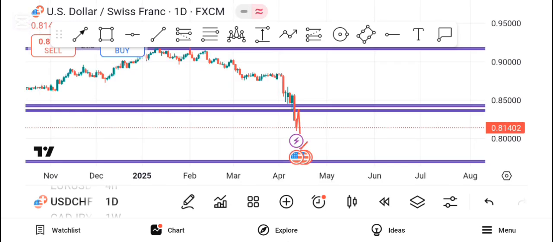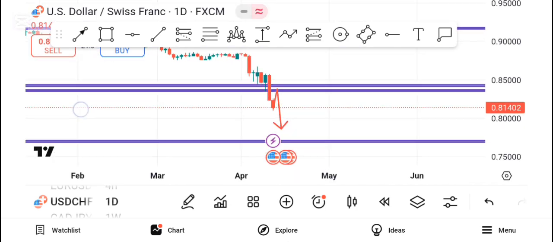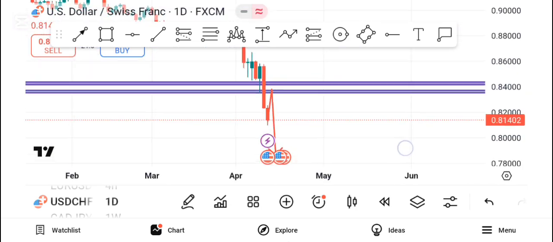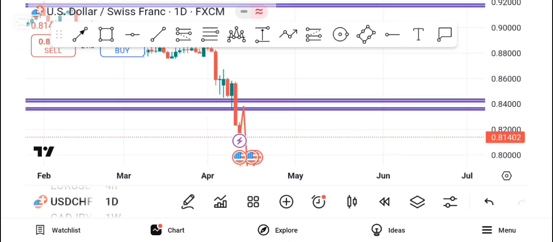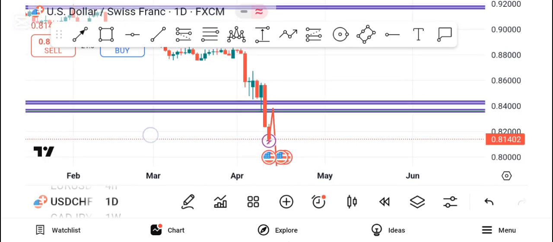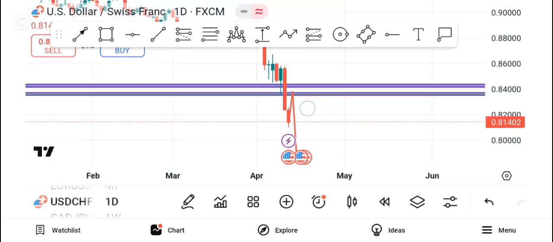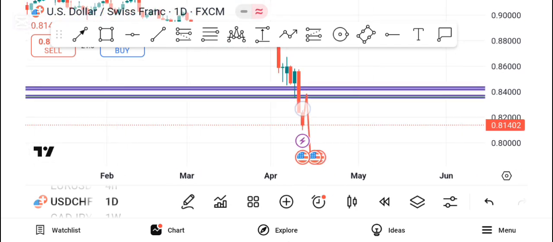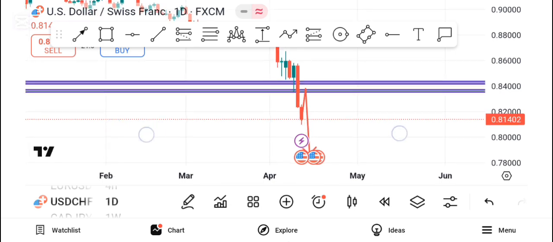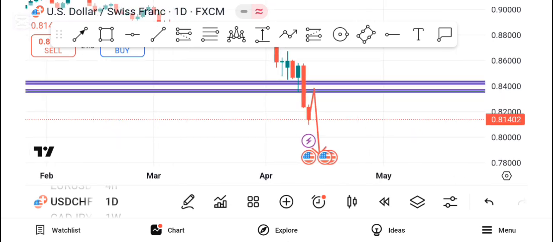Okay, this is the daily time frame on USD CHF. As you can see, the price broke down this support level, very clear. So there's nothing much to talk about on the daily time frame. So let's go to the 4 hours and start our entry.